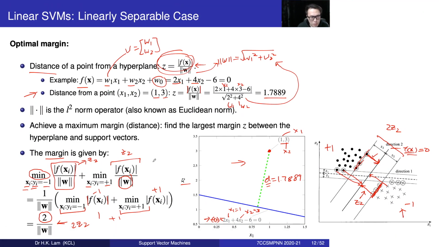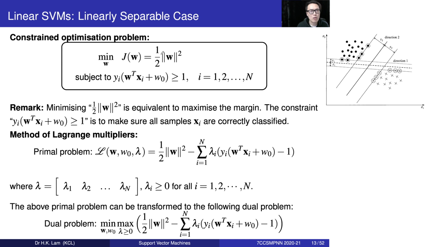Okay, so right here gives us an idea what to maximize. That is, we are going to maximize the margin, 2 over the L2 norm of W. And then this helps us to set up the following condition. This is the optimization problem we are going to set up, which is going to maximize the margin.